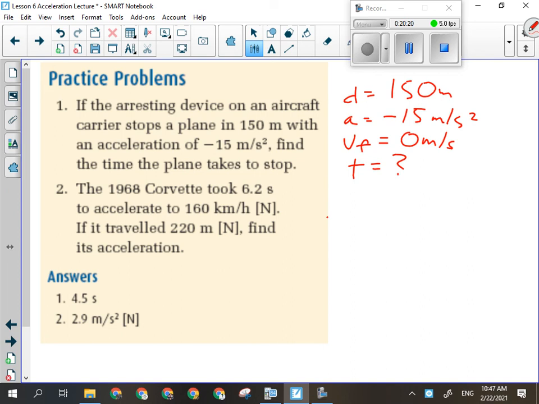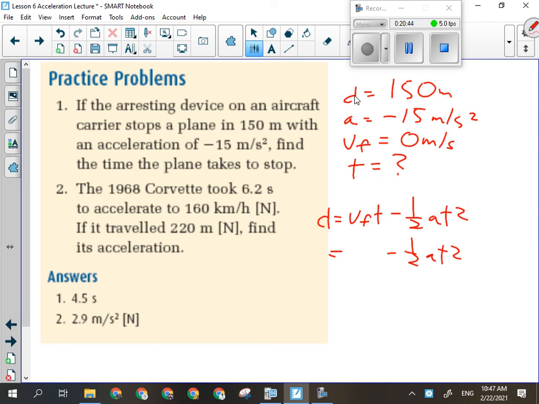So d equals VF times t minus 1/2 AT squared. What I'm going to do is start out with this. I'm just going to go 0 minus 1/2 AT squared. Make my life easy. Now, do I need to keep the 0 there? No. I just need to keep the negative there. Now I can manipulate the equation.